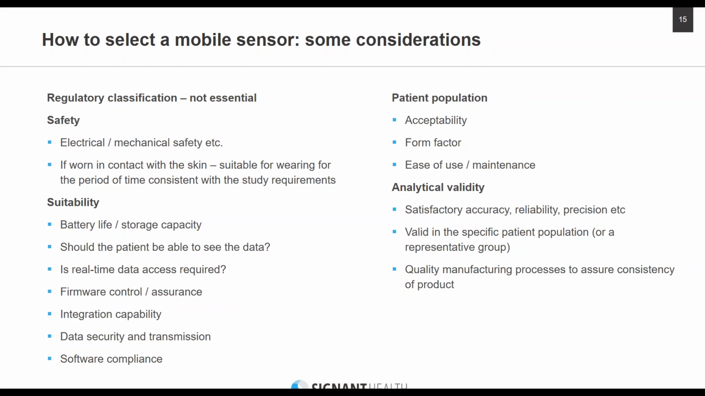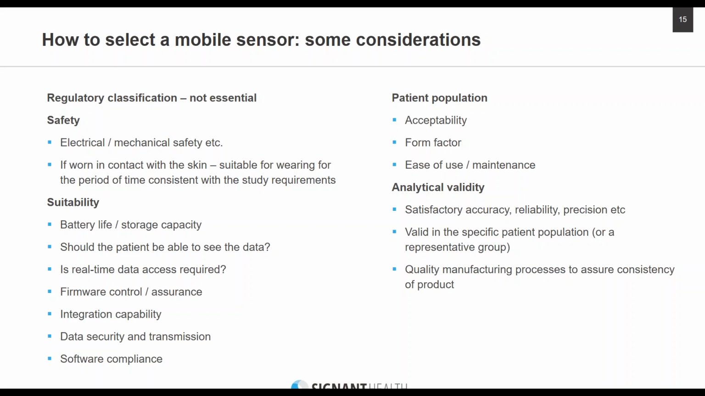And there's some considerations that we've listed here on this slide. Firstly, at the top there, the regulatory classification. Whether the device has a 510K or a CE mark really isn't the question, and it's quite acceptable, I think, to use devices that don't have market clearance, but that do have the characteristics of a fit-for-purpose device. And how would we define a fit-for-purpose device? Well, probably look at these other categories.